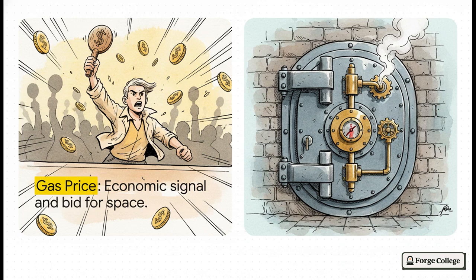On one side, we have the gas price. This is a purely economic signal. It's your literal bid for block space. On the other side, we have the gas limit. This is a technical cap. It's your maximum resource constraint.